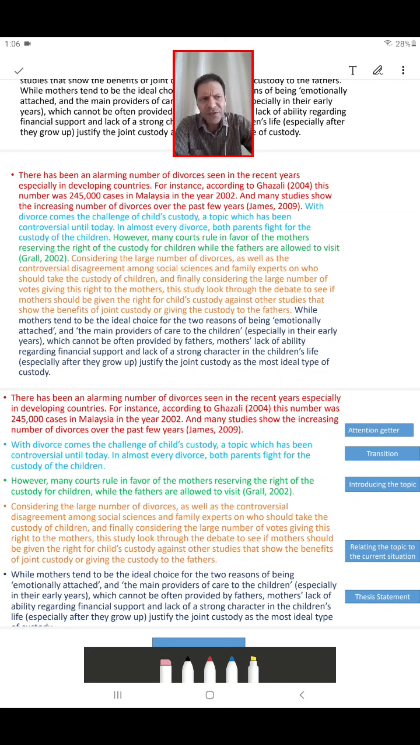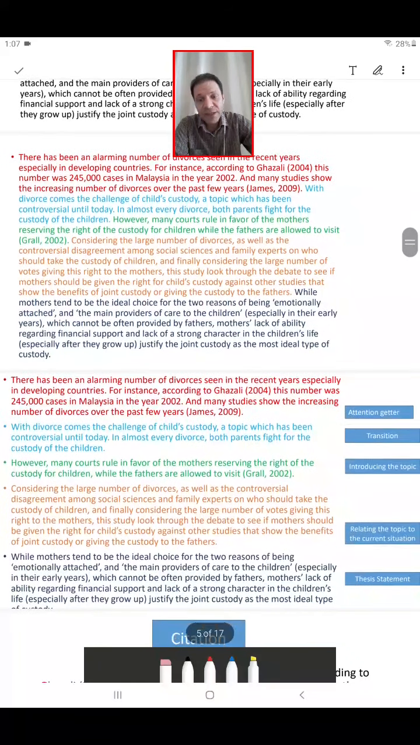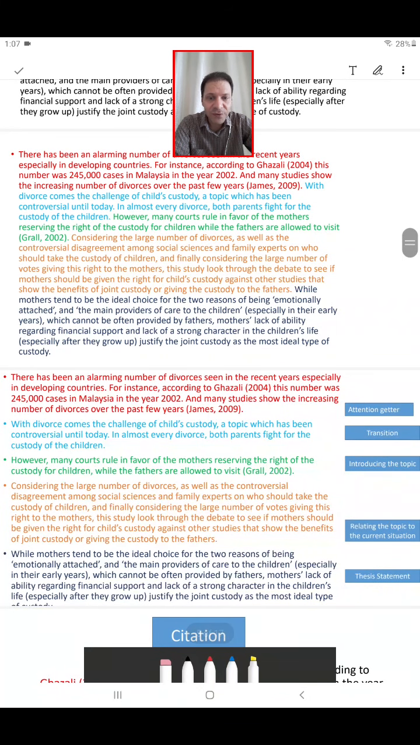But then my topic is not about divorce, although of course my attention getter is about divorce. So how can I now move to a new topic? I use the transition: with divorce comes the challenge of child custody. And that is what I am going to talk about, a topic which has been controversial, and both parents fight for it.